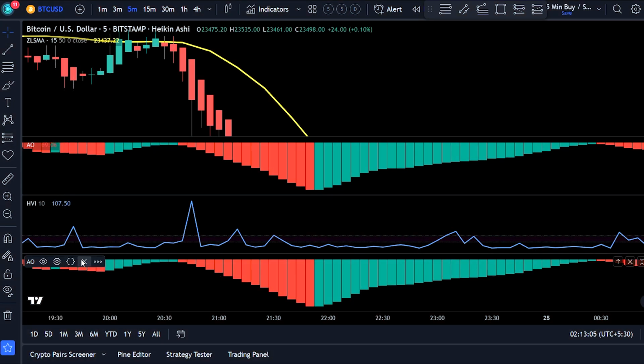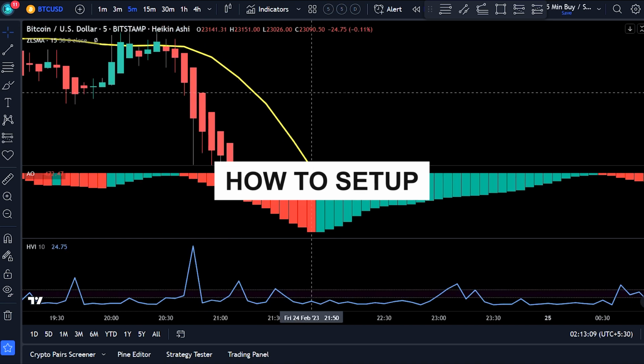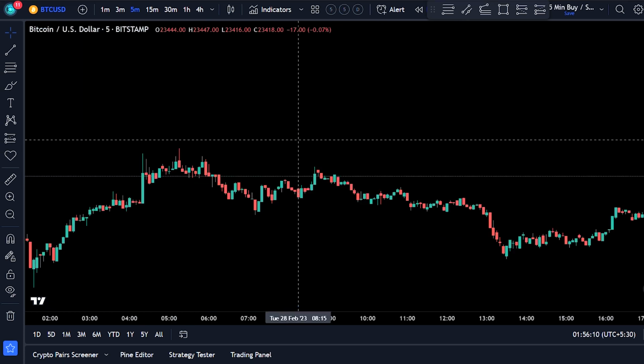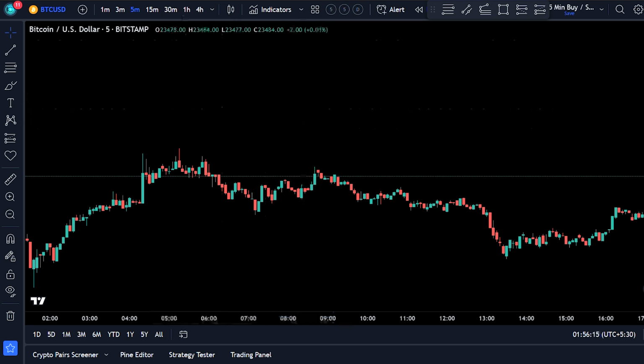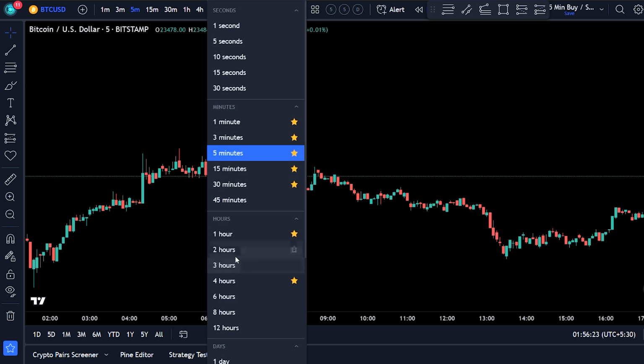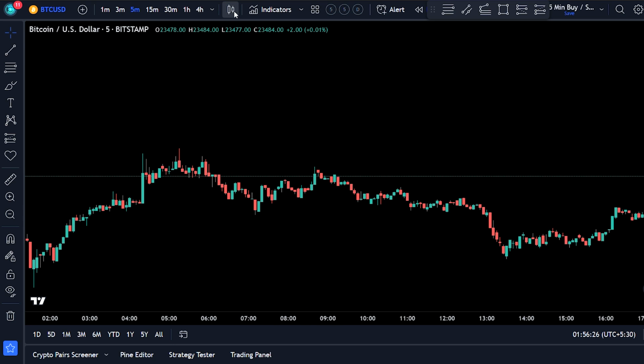Okay, traders, I hope you have understood the rules for this strategy. Okay, we're currently looking at the price of BTC USD on a 5-minute time frame. This strategy also works on higher time frames. You can try it on a 15 minutes, 1 hour, or even a daily chart. Before we add our indicators to the chart, let's switch the candlesticks from Japanese to Heikin Ashi.